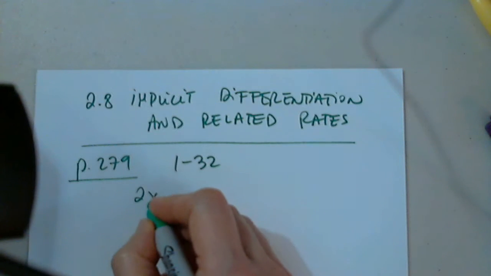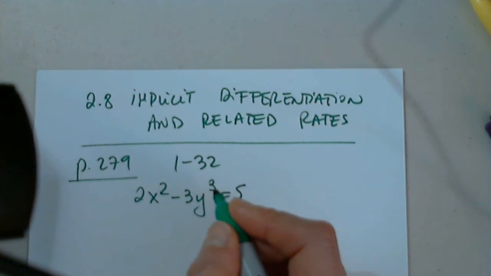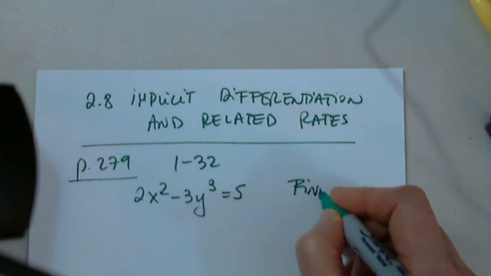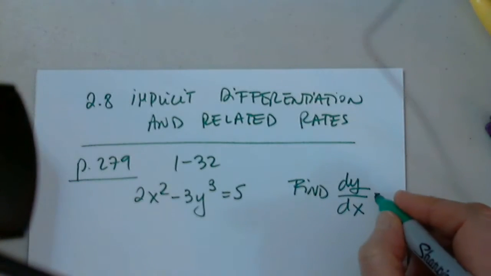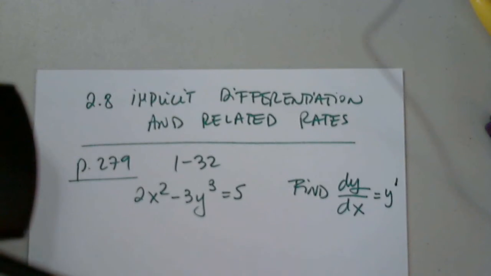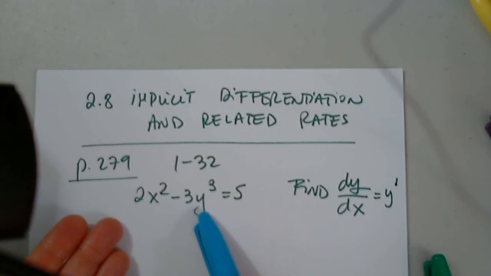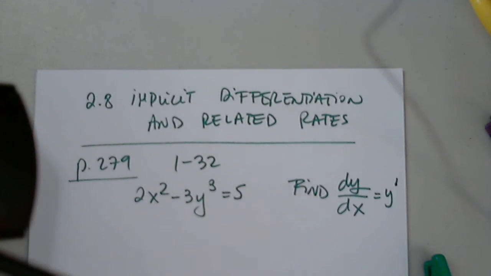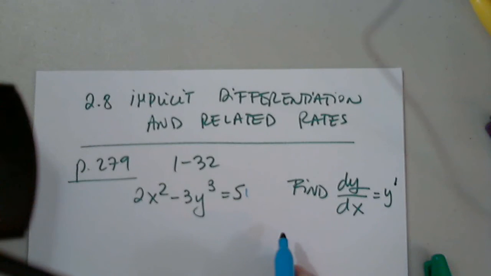So we are given, for example, 2x squared minus 3y to the third equals 5. They're asking us to find dy over dx. But this is the same thing as y prime. So what does this mean? It says I cannot solve for y. I mean, I can. In this case, I can. But if I put a y in here, then I'll have a difficulty solving it for y.